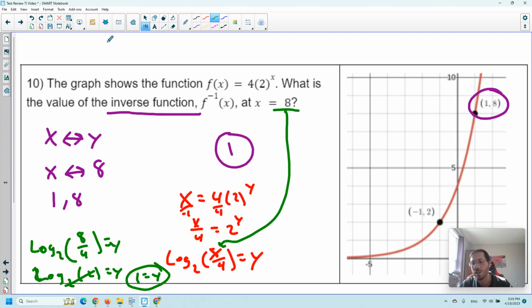Not really much to do on the TI in this case. I guess you could type in this function if you really wanted to, or if you got to here, you could type that in and figure it out, but there's not really much to do on the graphing calculator. You can type this in, but we already saw how to type in a log.